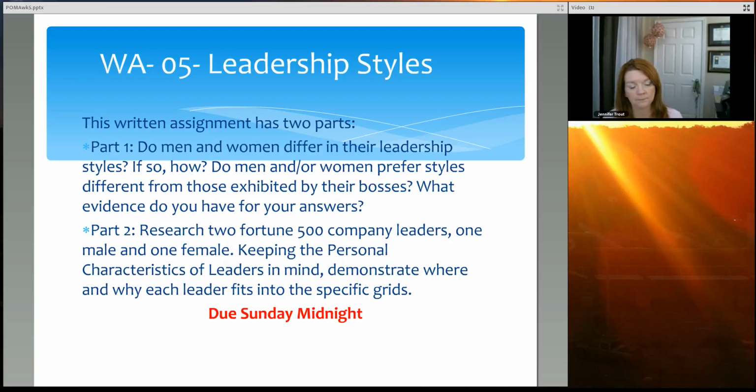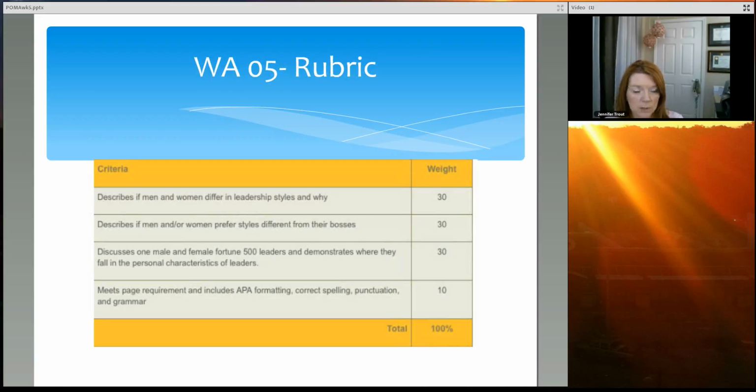And then the second part is you're going to research some Fortune 500 companies' leaders, 1 male, 1 female. Keeping the personal characteristics of leaders in mind, demonstrate where and why each of these leaders fit into their specific grids. So that's kind of the second part of it. So the first part is kind of your opinions, and then if there's any research to back up your thought process or opinions. And then the second part really is researching 2 leaders, 1 male, 1 female, in a Fortune 500 company, and do they fit into specific grids.